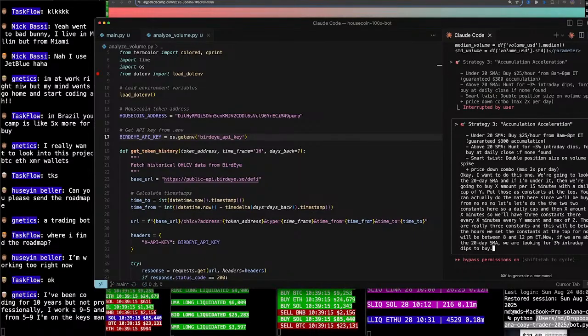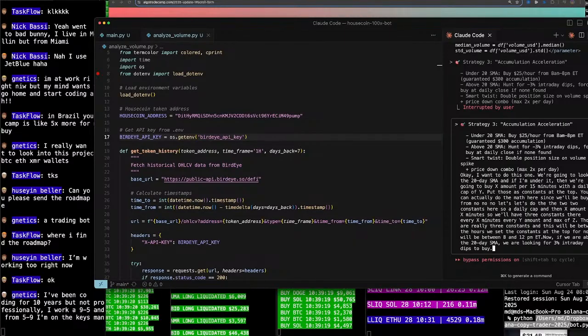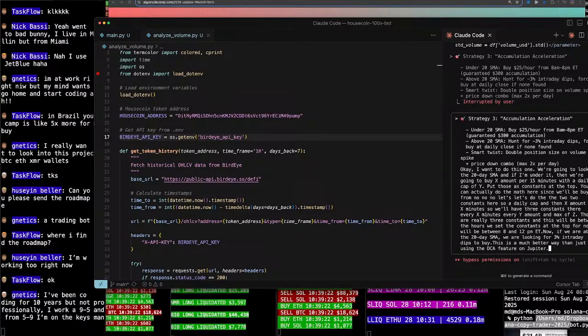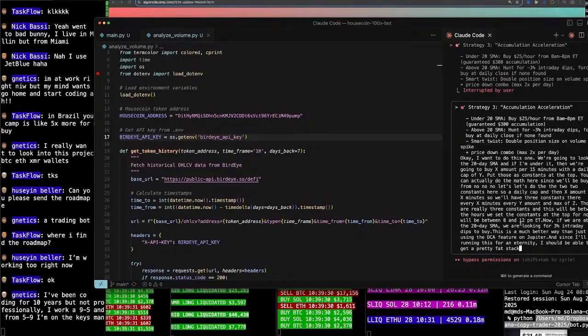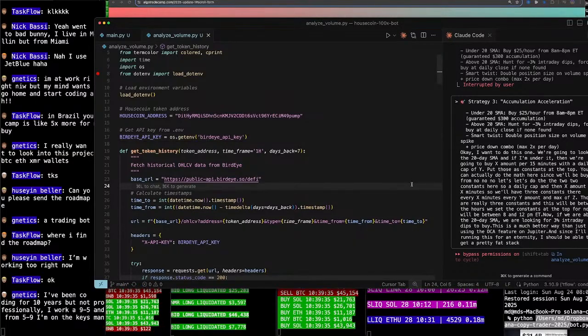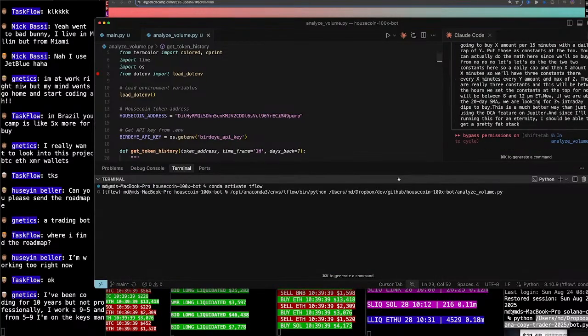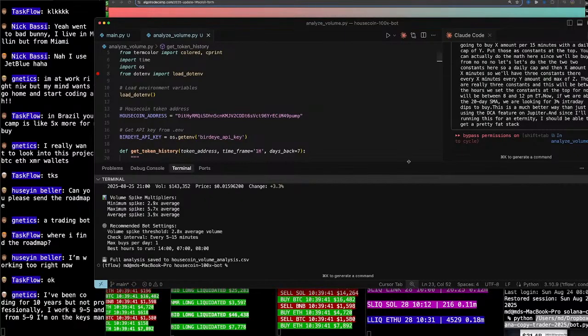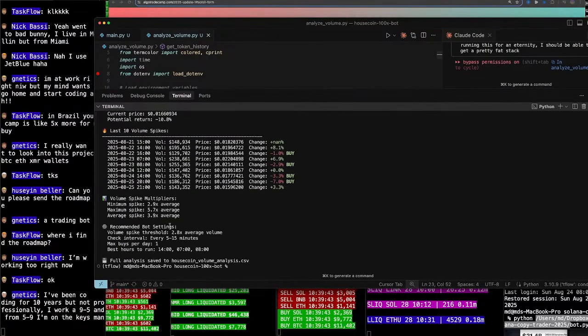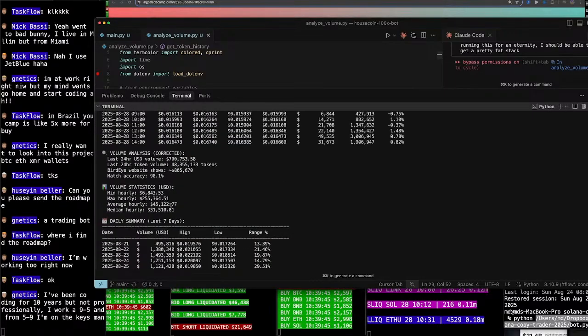This is a much better way than just using the DCA feature on Jupiter. And since I'll be running this for an eternity, I should be able to get a pretty fat stack. Okay, so far that's the idea, but I want to look through this one time because there might be something that changes my mind. Okay, so let's go ahead here and see.